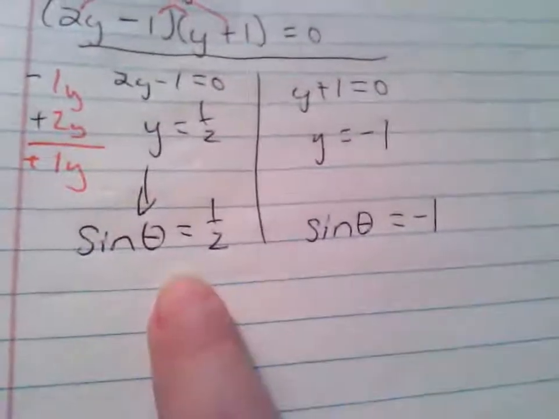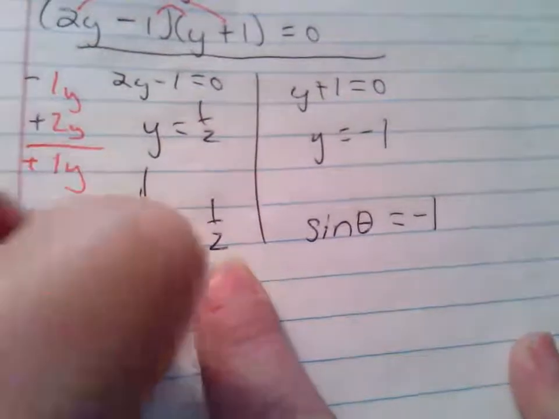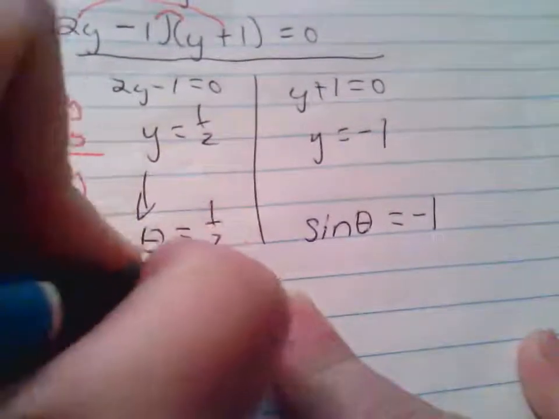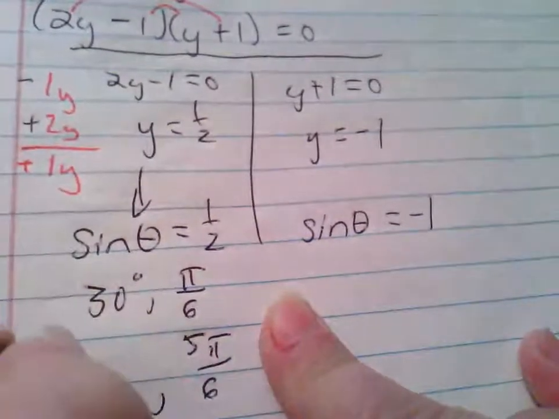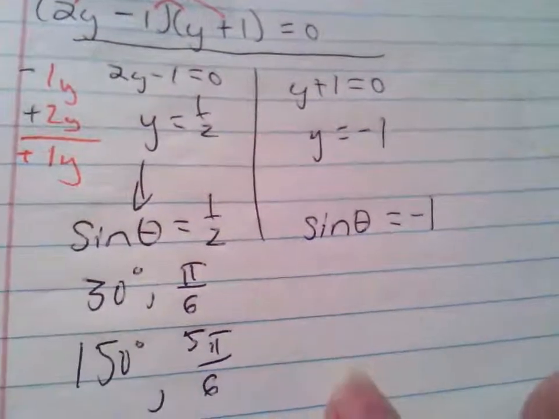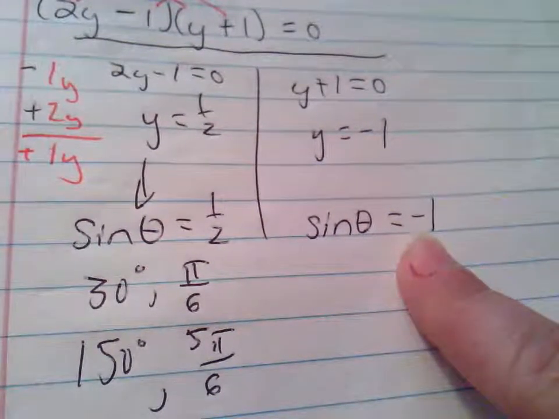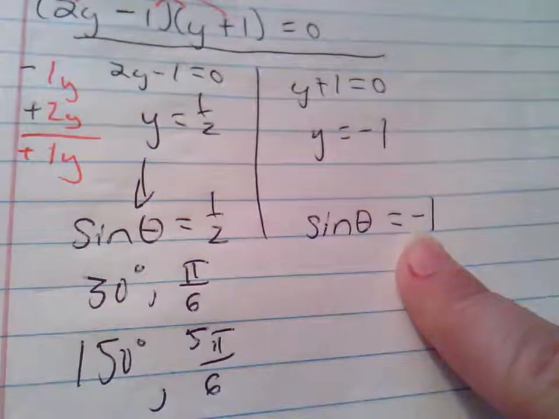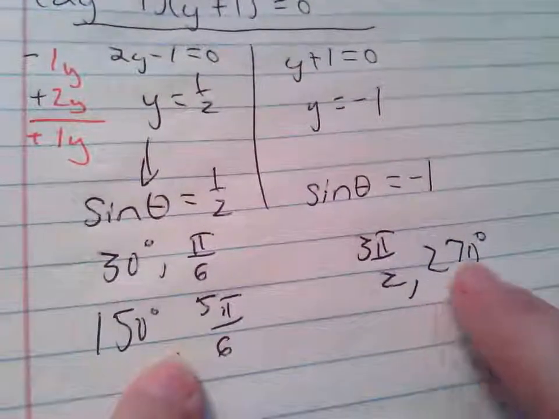So where is sine theta 1/2? Well, it's at 30 degrees, or pi over 6, and 5 pi over 6, or 150. And where is sine theta negative 1? Well, there's only one angle where sine is negative 1, and that's at 3 pi over 2. Or you can say 270 degrees. I don't have a preference for your answer on that.